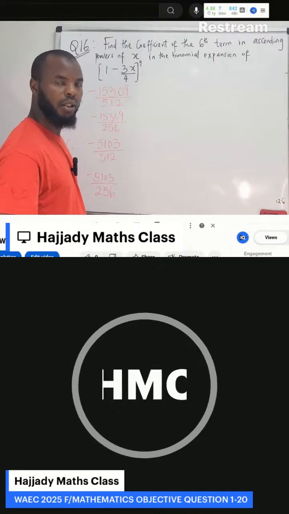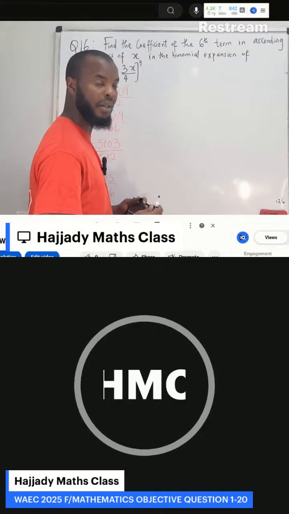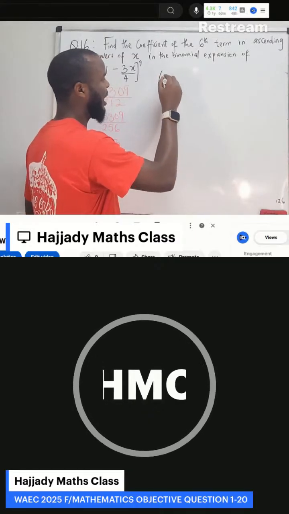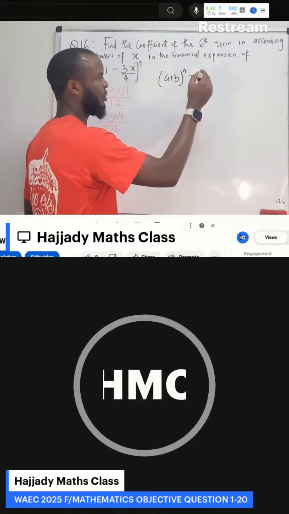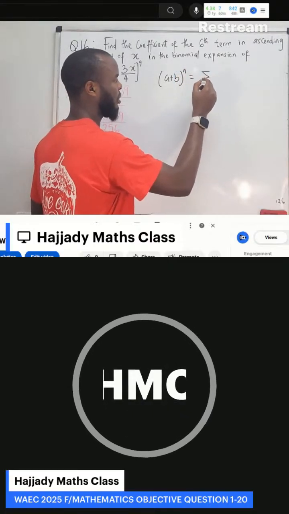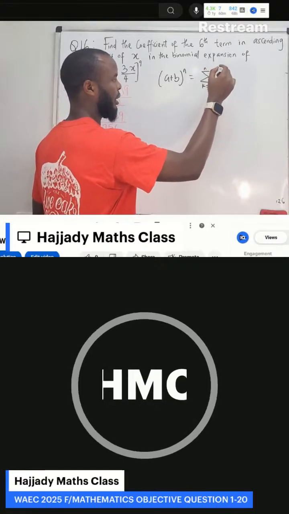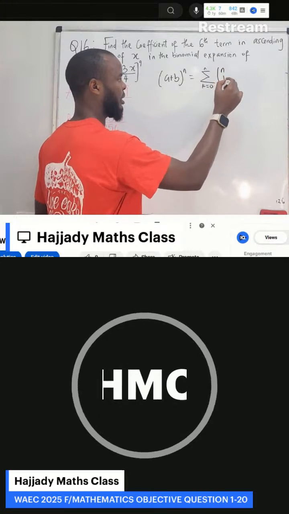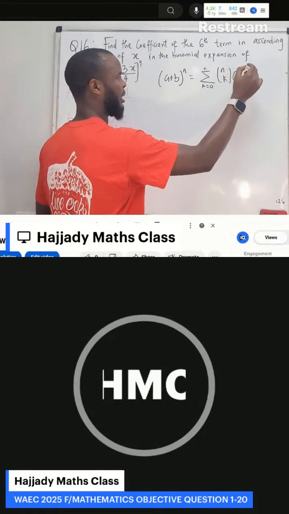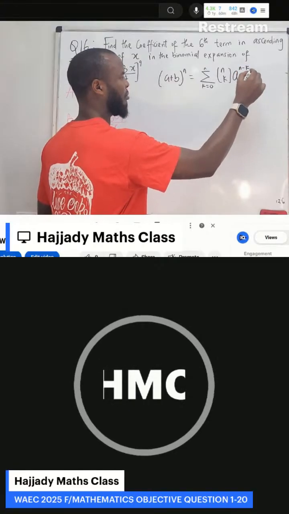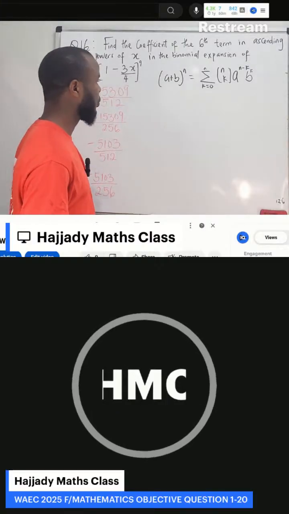Now to do this, we need to use the general form for the binomial expansion that says we have a plus b to the power of n. So for the general form, we have summation k equals 0 to n, n combination k, a to the power of n minus k, and here we have b to the power of k. So this is the binomial expansion.